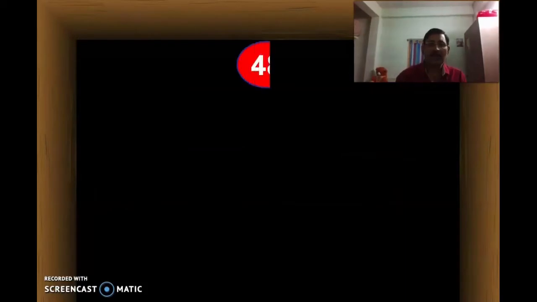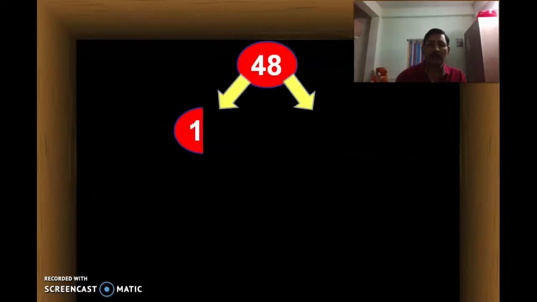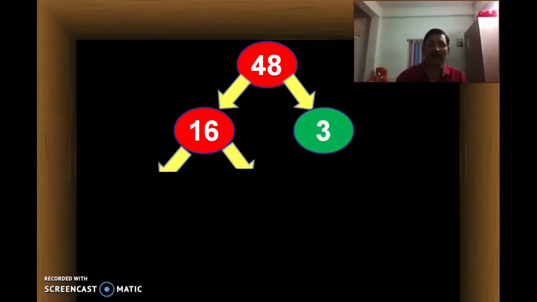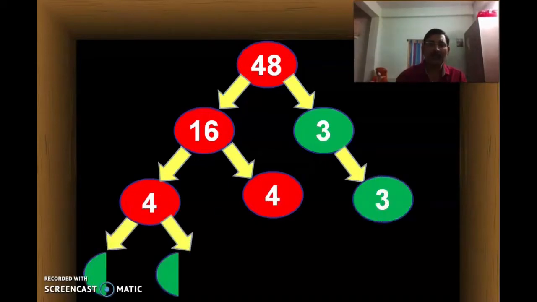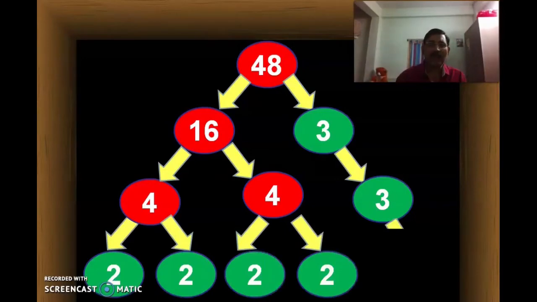Consider the prime product. First we consider 48. 48 can be written as the product of 16 and 3. And of course 3 is a prime number. 16 can be further written as the product of 4 and 4. And again each 4 can be expressed as the product of primes 2 and 2. So if we observe the last line, we can see all the prime numbers. So 48 is 2 into 2 into 2 into 2 into 3, or we write the same as 2 power 4 into 3.